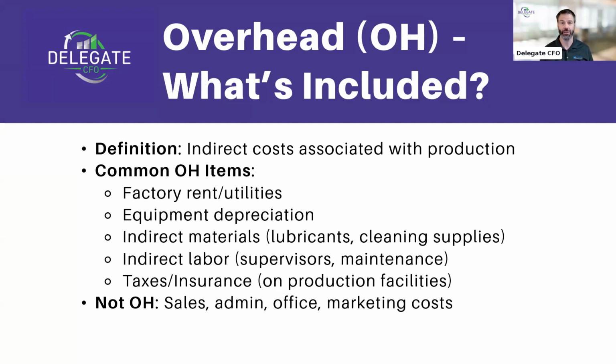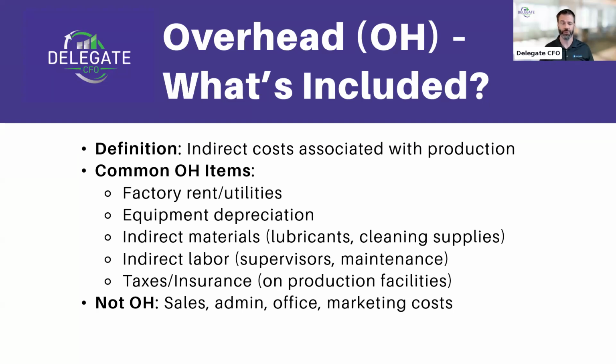Most of the time, people use direct labor as the method to allocate their overhead. In other words, if it took 20 hours to build this particular product, they'll allocate 20 hours of overhead rate to that product.